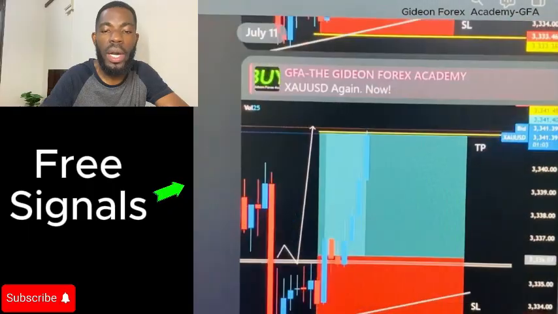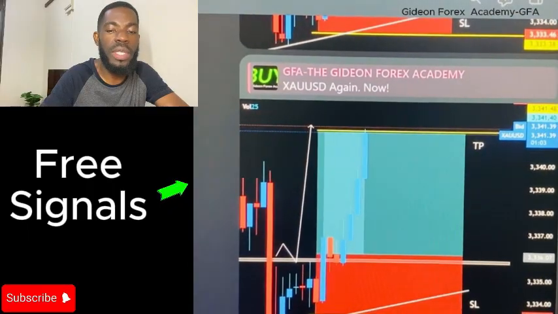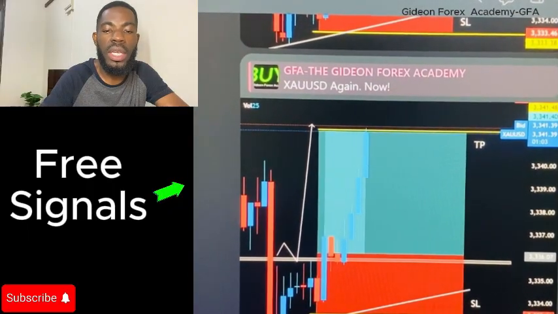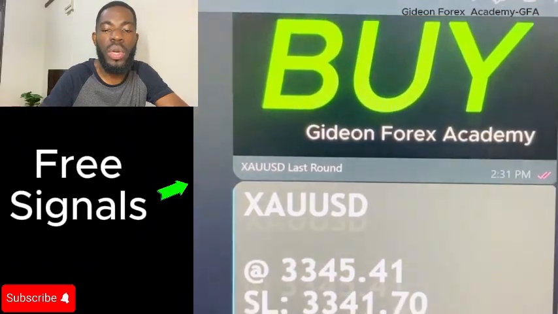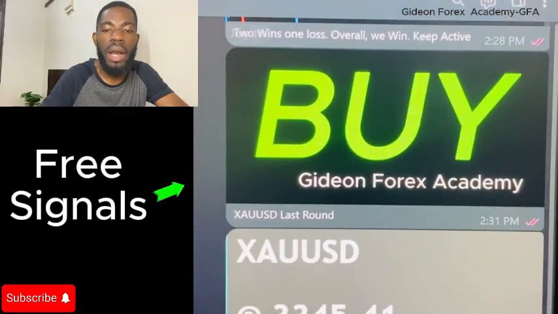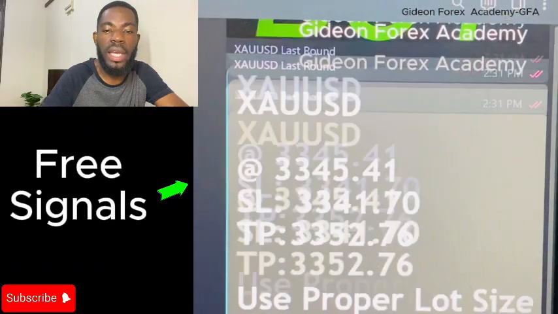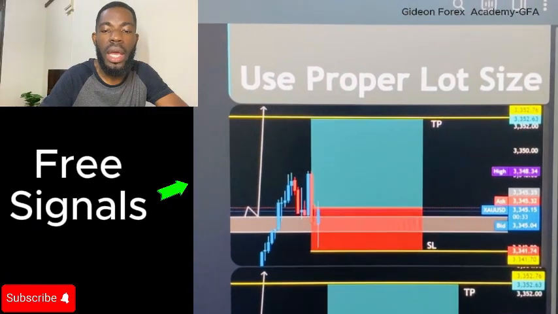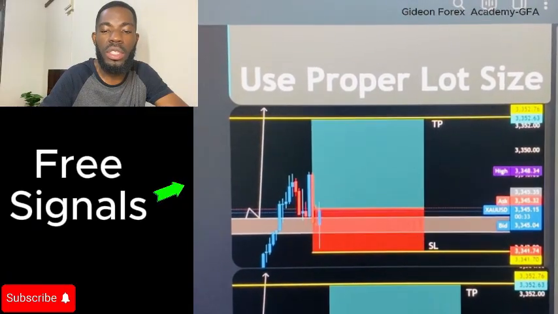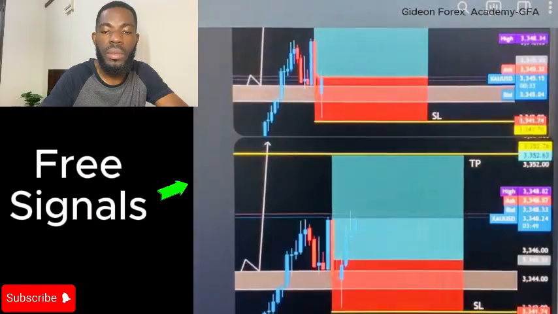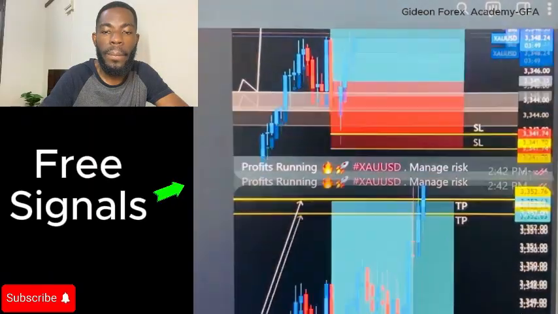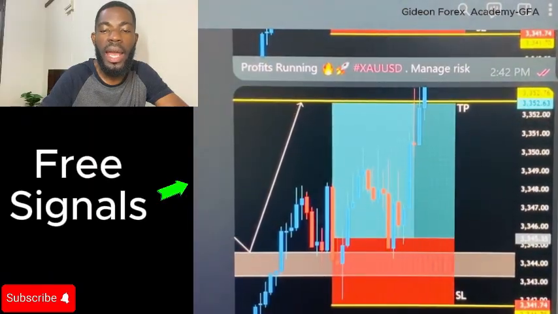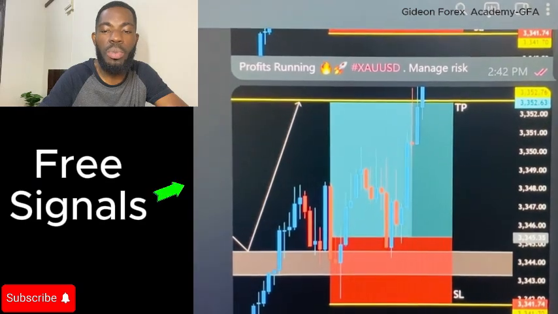You see how I also send out setups like this, so that you can see how that is. You can see how that trade also went. It hit take profit also. That was the second trade. And you can see the third trade also. Then you can see the progress here, and it hit take profit right there. So those were very good trades.